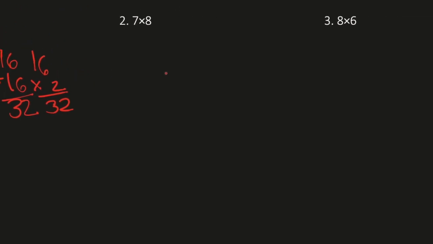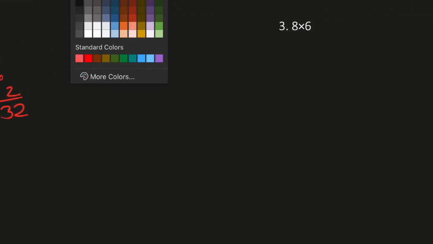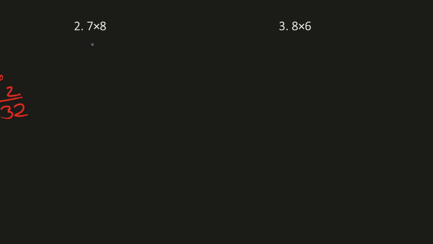So next up we have 7 times 8. What we can do here is repeated addition. We know that 7 times 8 is really just 7 8 times. So we can do 7 plus 7 plus 7 plus 7 plus 7 plus 7 plus 7 plus 7 to get 7 8 times. So now we add them all up together.